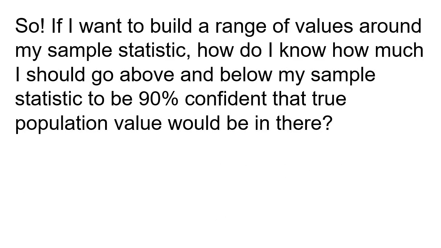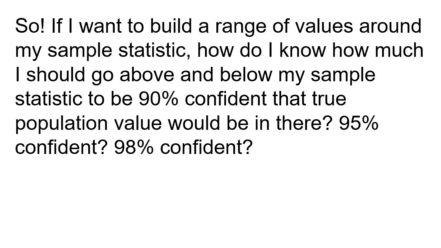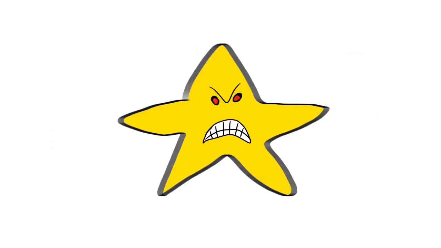So if I want to build a range of values around my sample statistic, how do I know how much I should go above and below my sample statistic to be exactly 90% confident that my range captures the population value? What do I add and subtract from my sample statistic if I want to be 95% confident? Or yeah, why not, 98% confident? Well, you use math, you idiot. Listen, we're friends now. I'm just kidding around. You're great. I'm actually not going to get into that in this video.